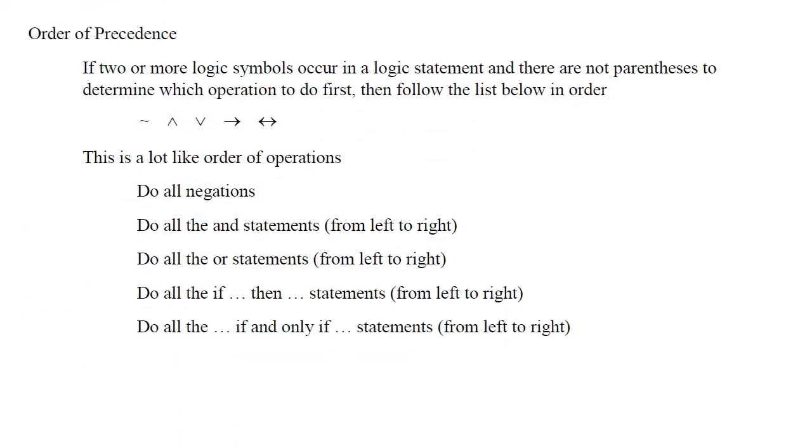All right, let's take a look at the order of precedence. If you have two or more logic symbols occurring in a logic statement, and there are no parentheses to determine which operation to do first, then we follow the list below in order. We do all of our negations first. Then all of our and statements from left to right. Then all of our or statements from left to right. We then do our if-then statements from left to right. And then our if and only if statements from left to right. So if you don't have parentheses, this is the order in which you apply your logic symbols.